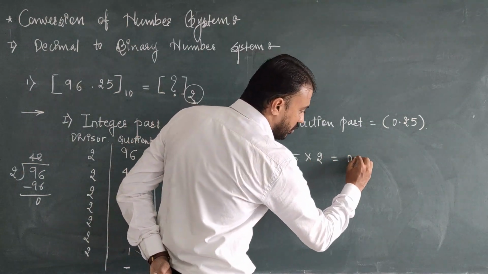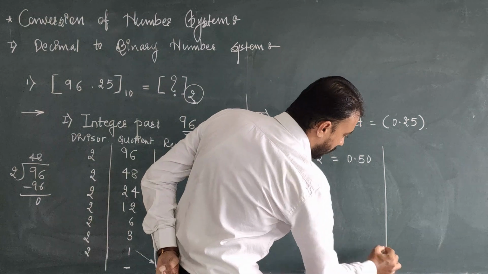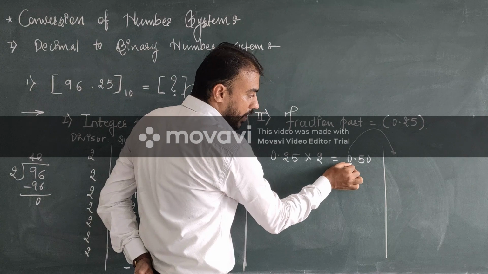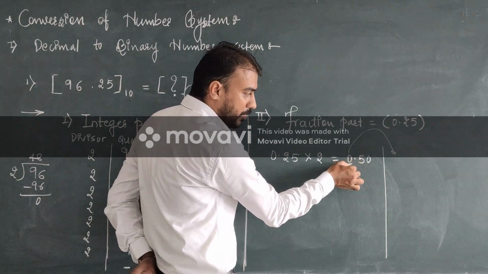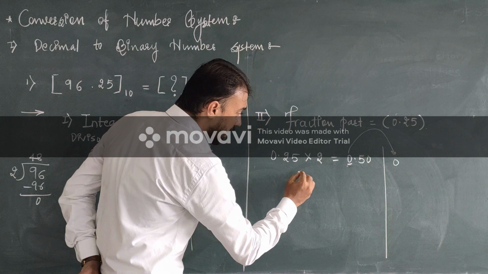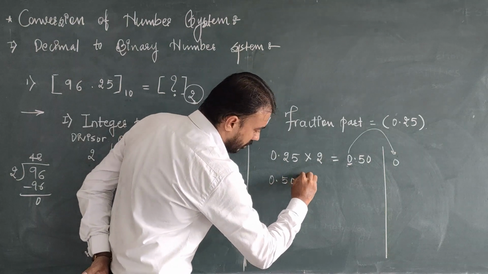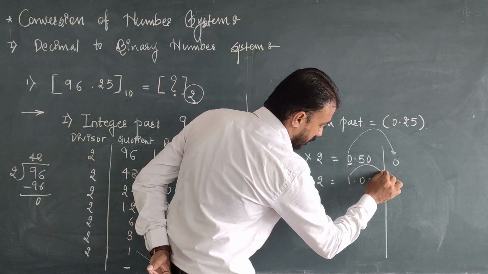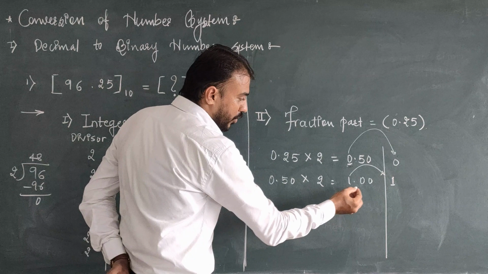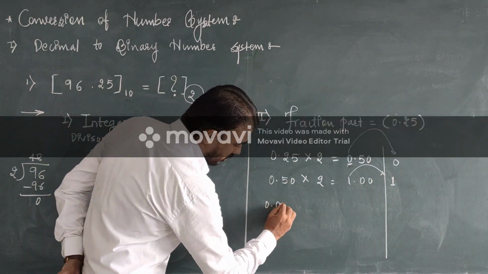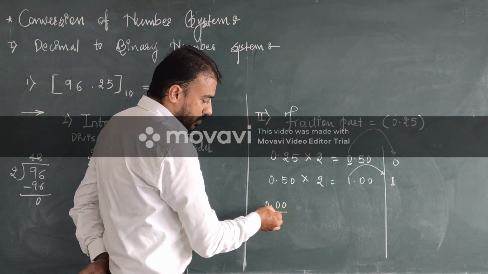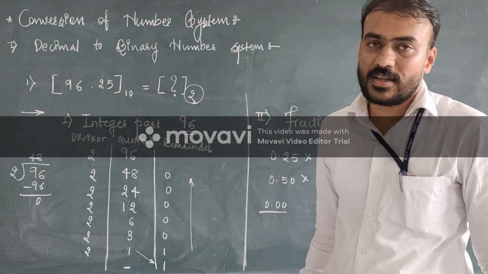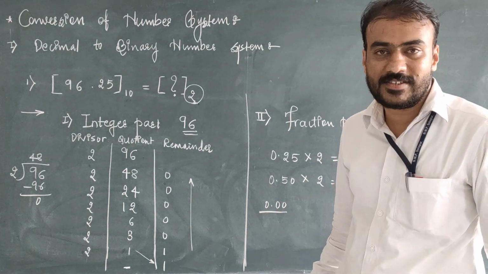So 0.25 times 2 becomes 0.50. Note the digit on the left hand side of the decimal point here and continue. What you can find now is that it becomes 0. Even if you multiply this 0 by 2, the final answer is 0. So we'll stop the solution here itself.